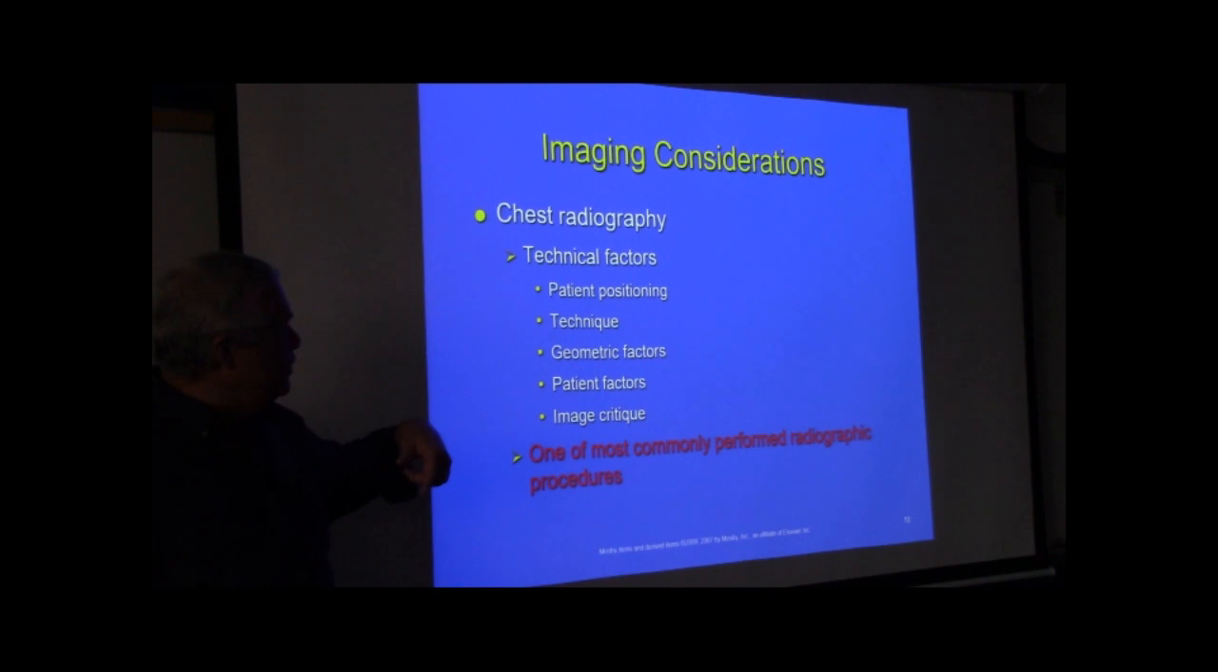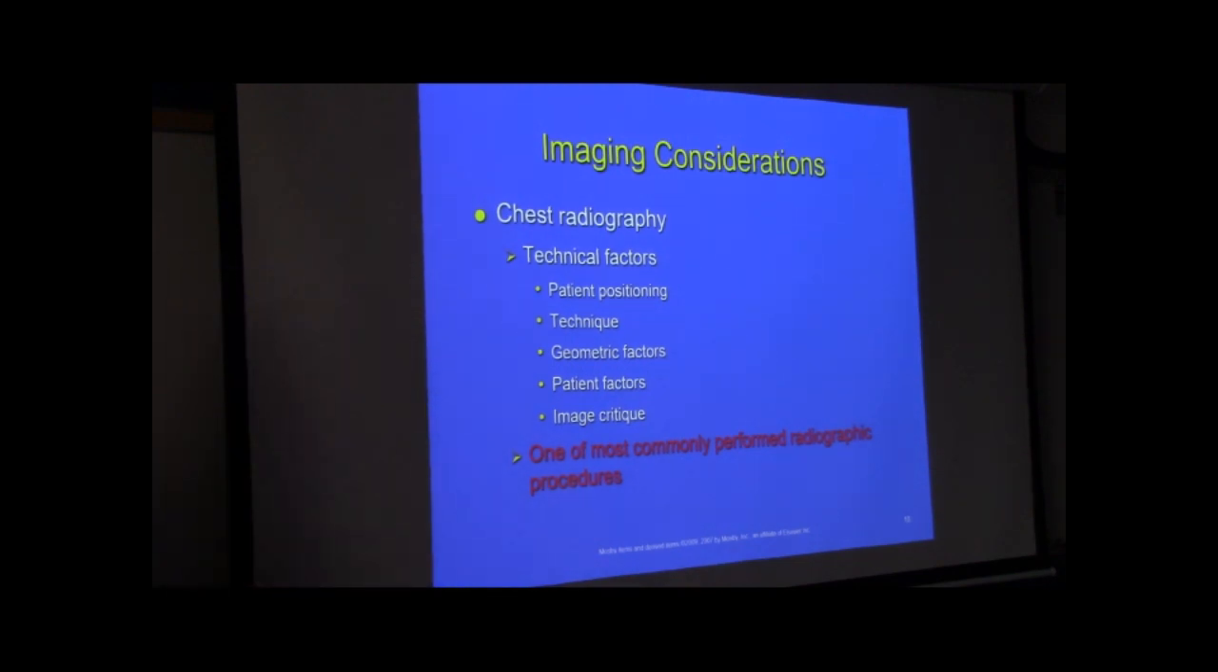Technical factors that we use: high kVp, relatively low mAs, very low time, because we want to do stop motion radiography. We don't want to see any motion blur that's associated with the heart, which is more or less in constant motion.